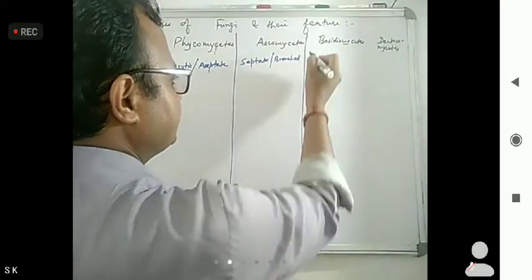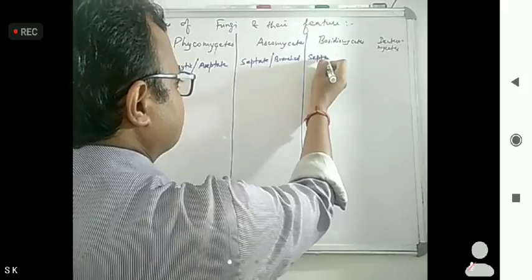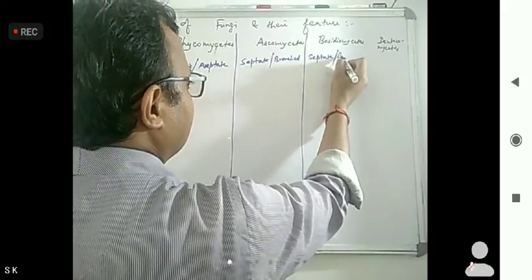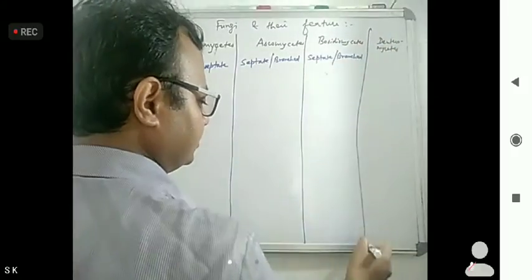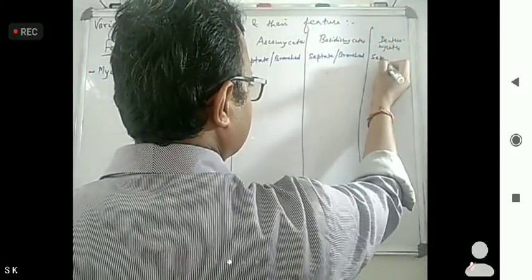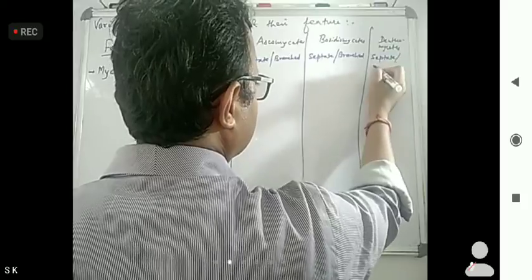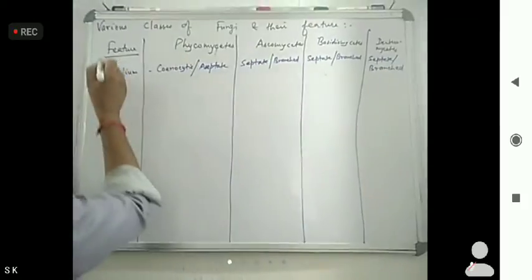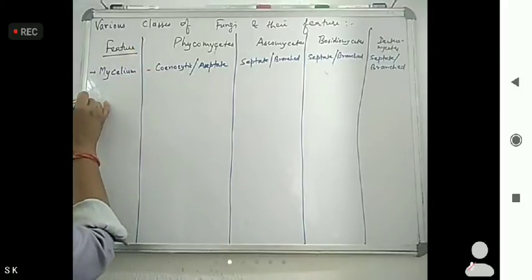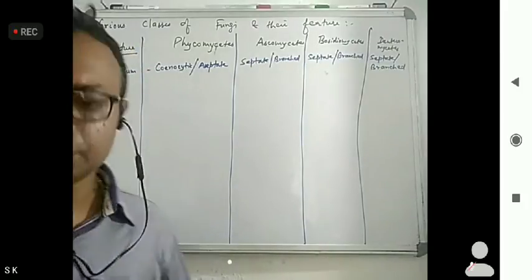In Basidiomycetes, also here, septate and branched. And in Deuteromycetes also we see septate and branched. Okay, so this is the first feature regarding mycelium.